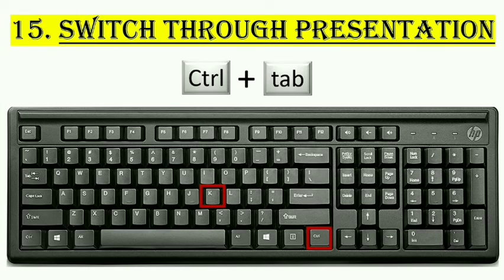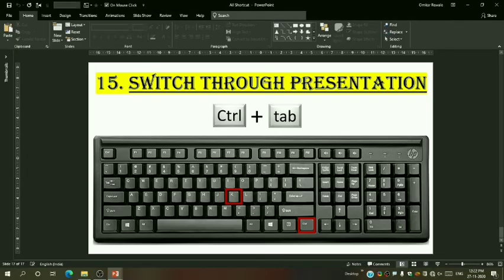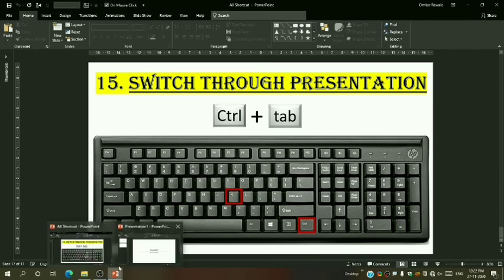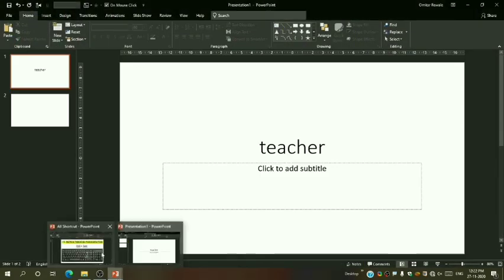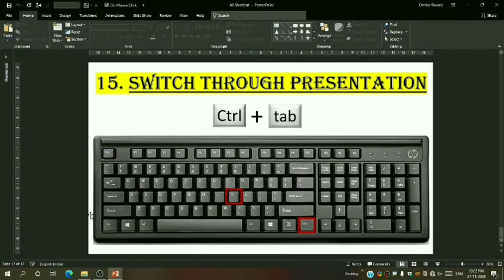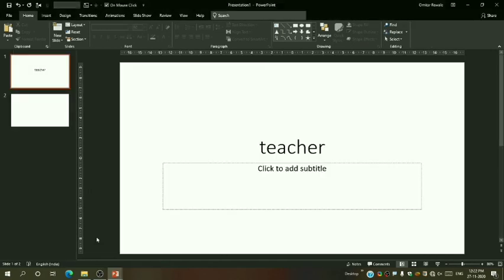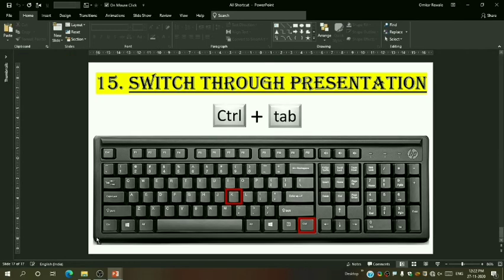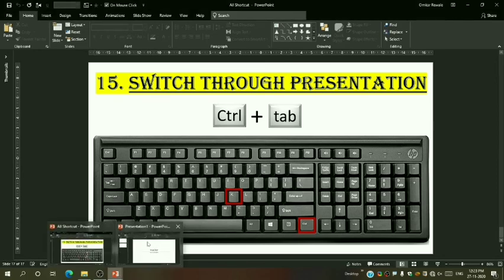So the 15th one is to switch to presentation. For that you have to press Ctrl plus Tab. So what is this switch to presentation? Let us see that. Let me take you here. Now you can see there are two presentations. I can go here or I can go here. So this is what is called switch to presentation. For example, I have opened this one and I have to open this second one. Then I will press Ctrl plus Tab here and see, you can see the second one has opened. If I press again, then it will change. This applies to multiple presentations.